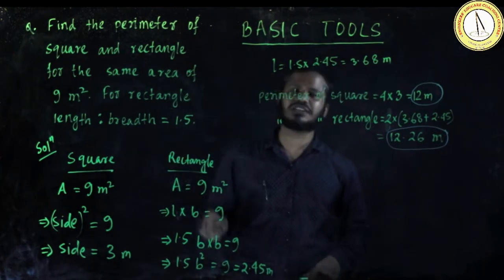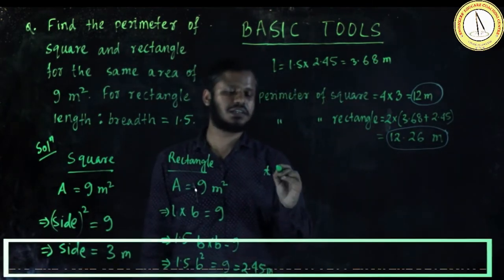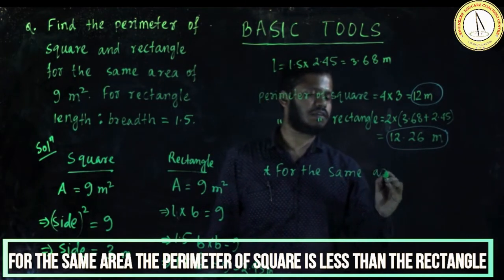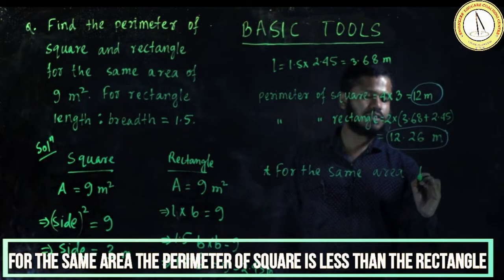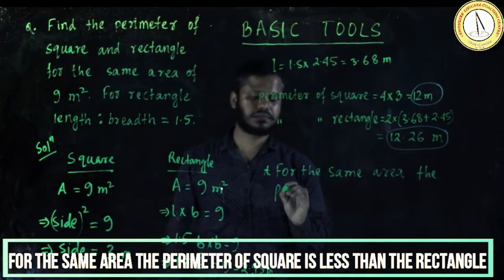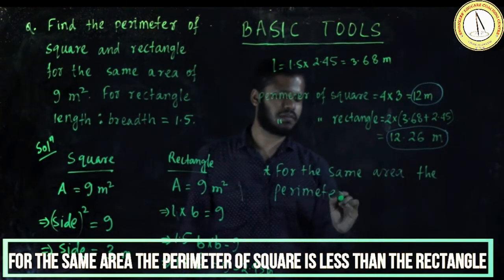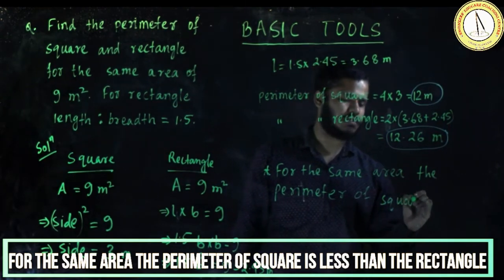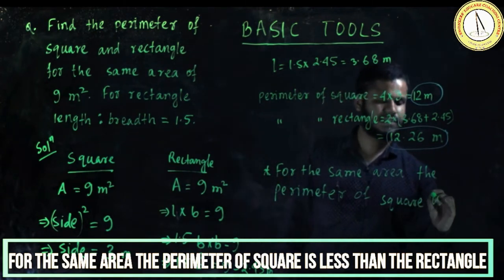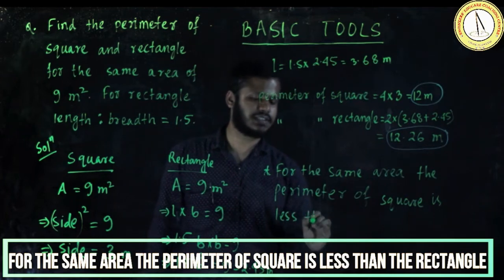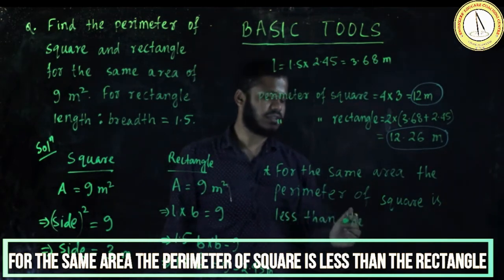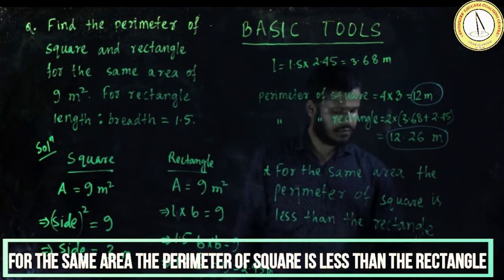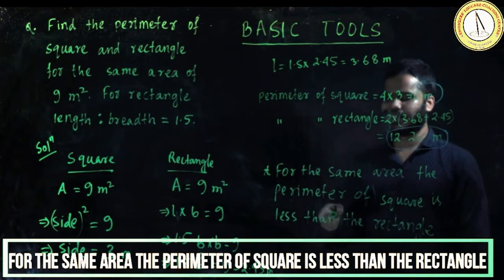So the conclusion after solving this problem is that for the same area, the perimeter of square is less than the rectangle. So for the same area, the perimeter of square is less than the rectangle.